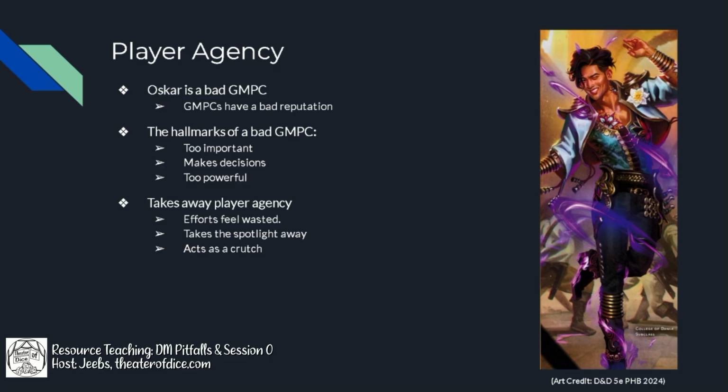If they are as important or more important than the rest of the party, if they make decisions or force decisions on the party, if they're as powerful or more powerful than the rest of the party, then they're probably a bad GM PC. A bad GM PC can take away player agency by putting choices back in the hands of the GM. A bad GM PC can make the efforts of the players feel wasted. A bad GM PC takes the spotlight away from the players at important, critical moments. And a bad GM PC acts like a crutch for the GM to use to force a party in a certain direction instead of providing enough context clues through the environment or NPCs.